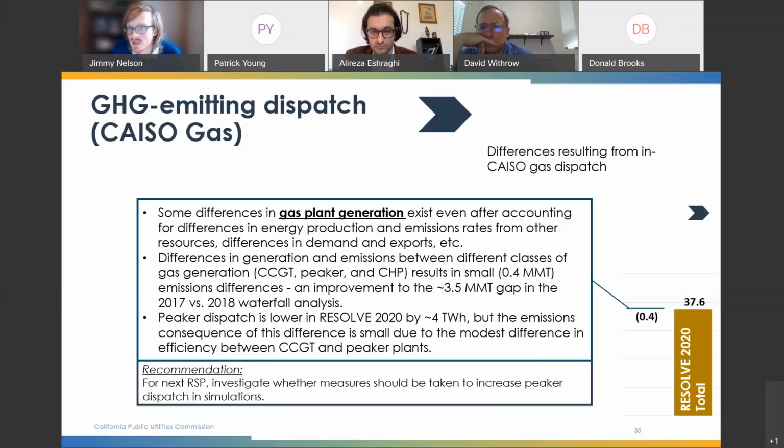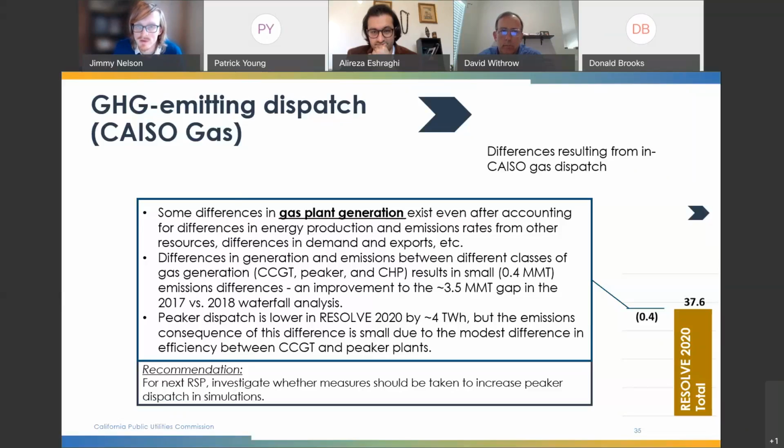So I'll go into it on the next slide, but this speaks to some of the improvements that we've made largely behind the scenes in the modeling, because in the 2018 version of this analysis, we identified a 3.5 million metric ton difference that would have been in this category. So we've gone from 3.5 million metric tons, which is pretty big, to 0.4, which is pretty small.